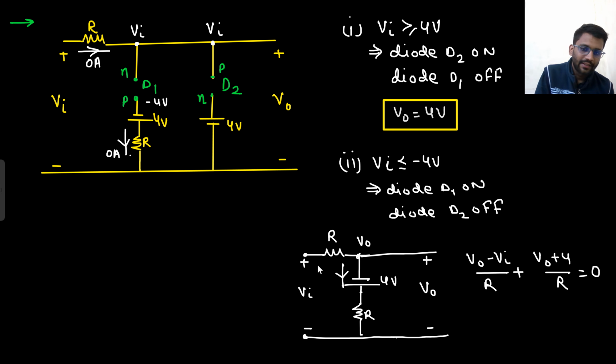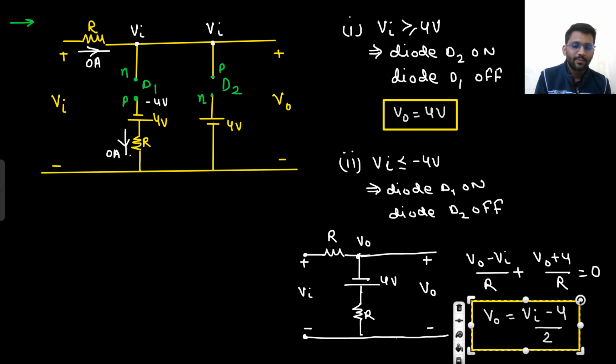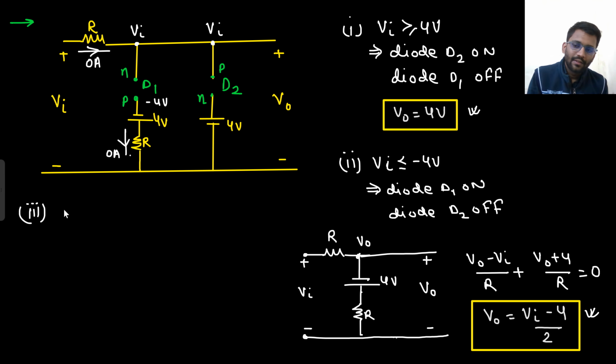Current in this direction and then current in this direction. Outward current we are writing. V naught minus V in by R plus V naught plus 4 by R equals 0. So V naught value will be V in minus 4 by 2. So that will be our V naught value. Okay, so that was the most important point here. Okay, let's check the third one, when V in is between minus 4 to 4.